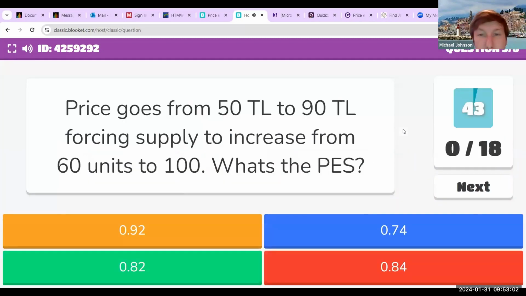Price goes from 50 TL to 90 TL, forcing supply to increase from 60 units to 100 units. What is the price elasticity of supply? Try your best, and then I'll show you how to do it after this question.